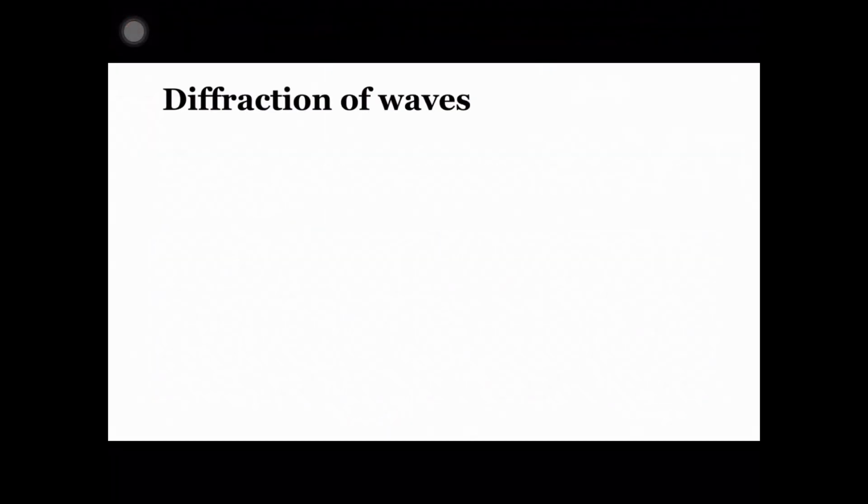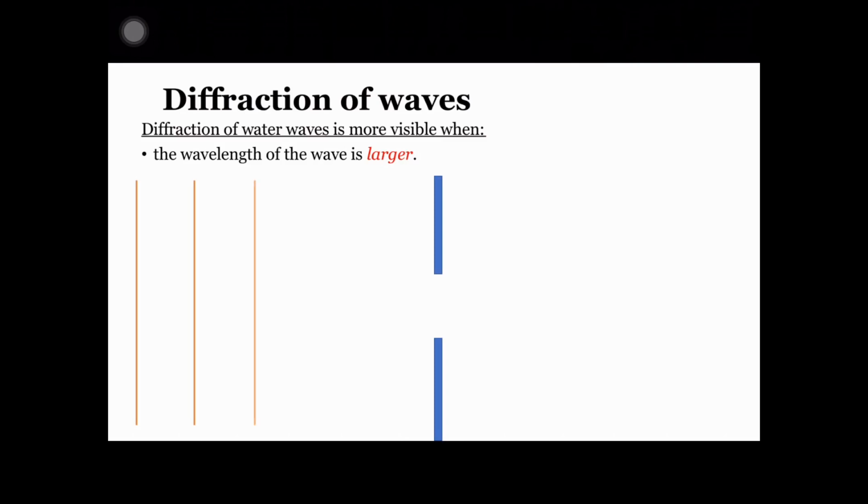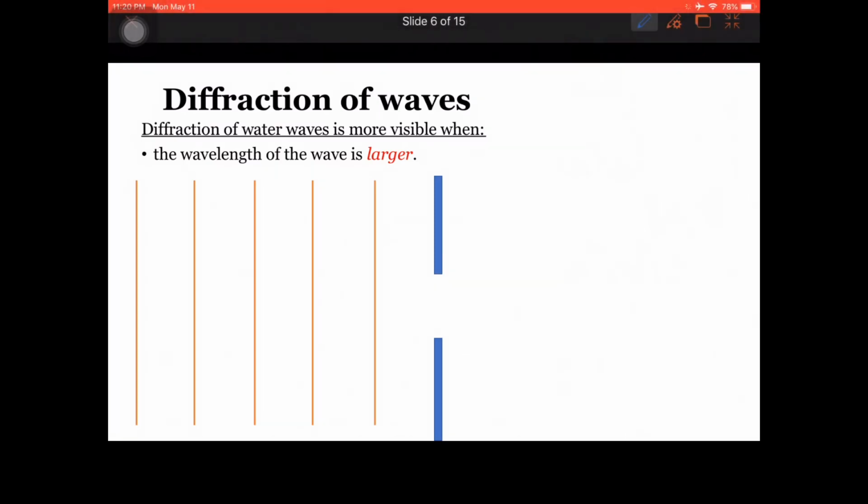Here are the factors affecting the diffraction of waves. First is wavelength. Diffraction is more visible if the wavelength is larger. Say, we have a barrier here, and the wave approaching it has a large wavelength. As the wave passes through the gap, the spreading out of the wave is more noticeable, as well as the curving around the edges of the gap. To illustrate this, here will be the directions of the wave after passing through the gap.